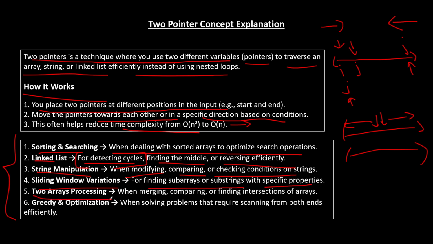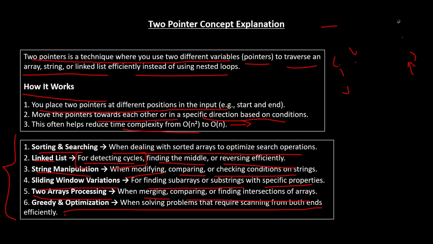Two arrays processing, which we are doing right now, and merging, comparing, or finding intersections of arrays, and greedy, to optimize when solving problems that require scanning from both ends. As I said, we can go from the start and the beginning. Okay, I hope you understand why we are using the two pointer concept and how it is done. Let me give you one more small example.